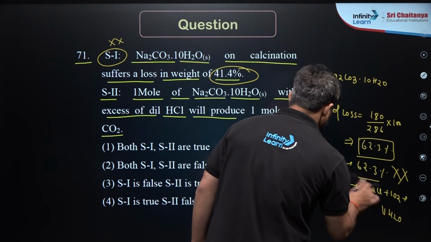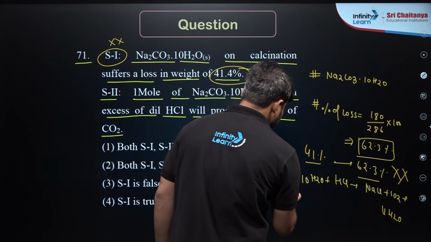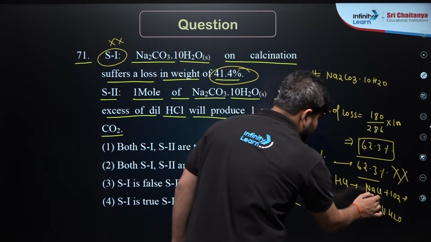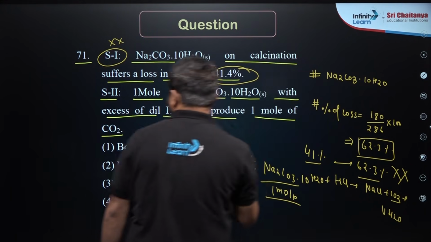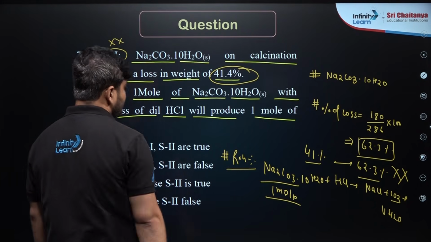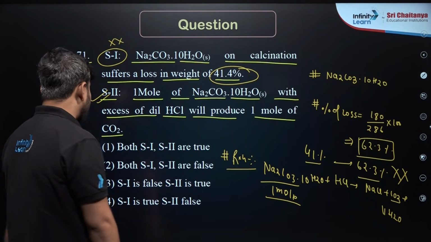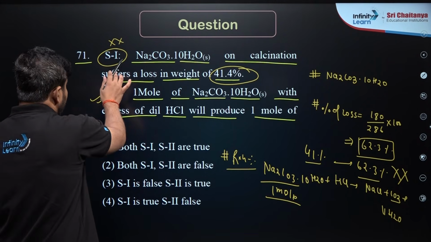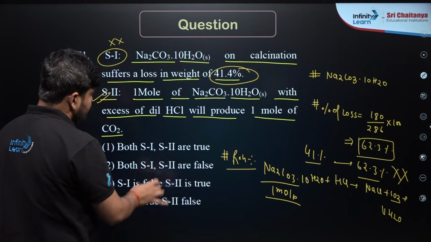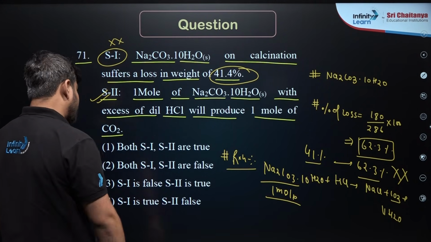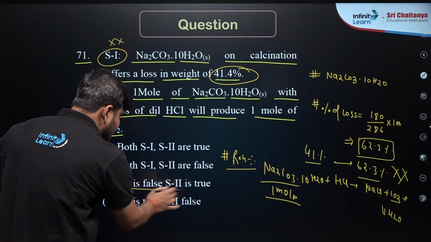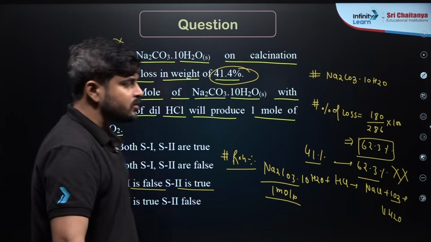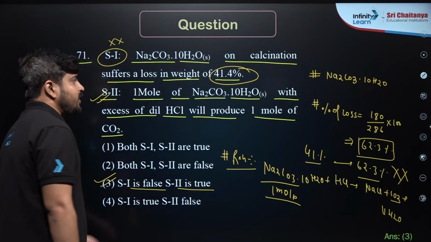We need to balance the equation, and then this 1 mole is going to convert into how many moles? 1 mole of CO2. So the second statement is correct. Checking which one is the correct statement for this question, statement first is wrong and statement second is correct. Statement first is false and statement second is true. So the third option is the correct answer of this question.